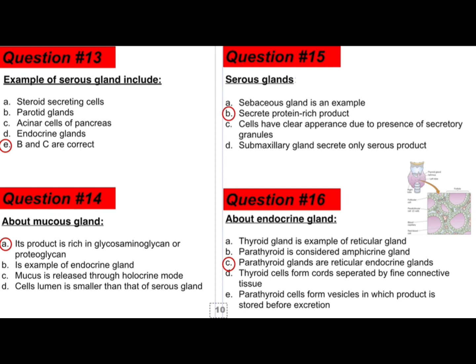Option D, thyroid cells form cords separated by fine connective tissue. Wrong. As we have said, thyroid is an example of vesicular and not reticular gland. Option E, parathyroid cells form vesicles in which product is stored before excretion. This is also wrong, as we have said, they form reticular glands or cords and not follicles. So the right answer is C.